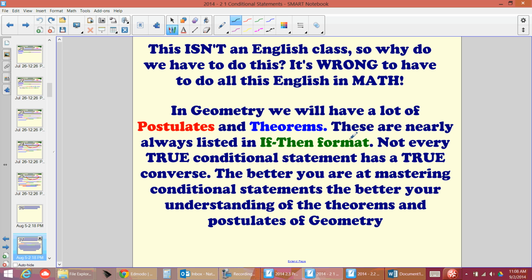In geometry, we use a lot of postulates and theorems, and they are written in if-then format. And a lot of times we use their converses or their contrapositives to help us prove other things.